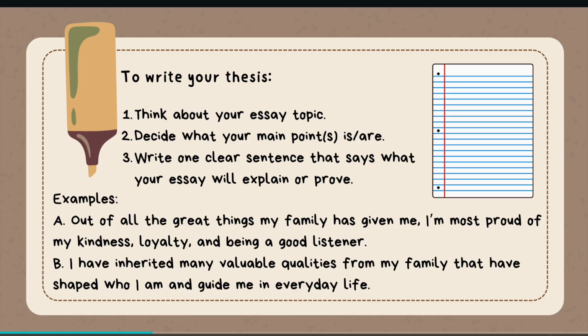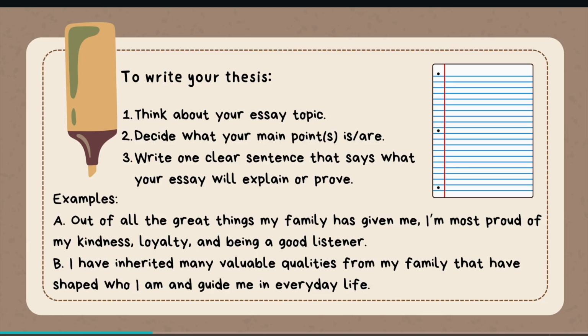Here are 2 examples. The first example is a thesis statement that consists of my top 3 points that I want to discuss in my essay. Out of all the great things my family has given me, I'm most proud of my kindness, loyalty, and being a good listener. So again, that tells you my topic and my top 3 reasons.